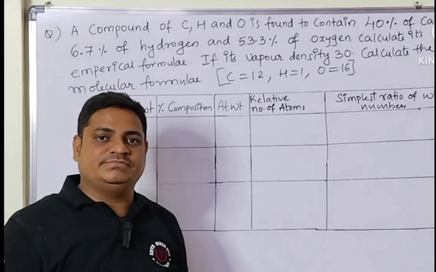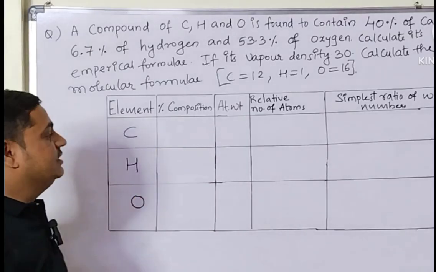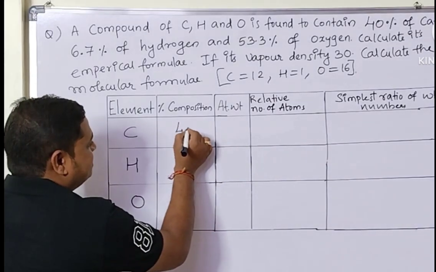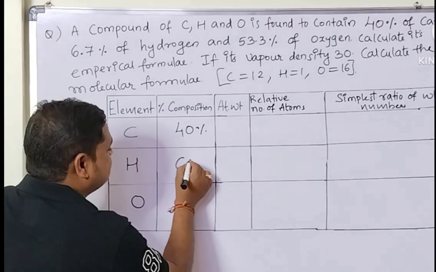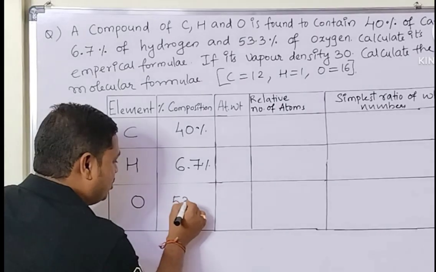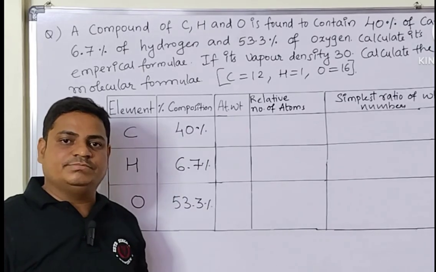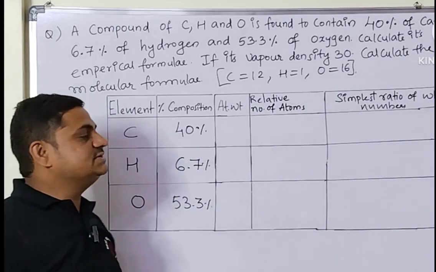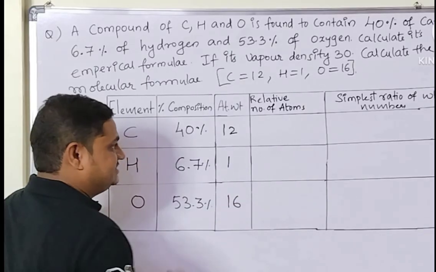In the first column I mention whatever elements are given. Next, the percentage composition is given. Carbon composition is 40%, hydrogen is 6.7%, and oxygen is 53.3%. So I have mentioned all the given compositions. Next, let me write the atomic weight. The atomic mass is also given: carbon is 12, hydrogen is 1 and oxygen is 16.